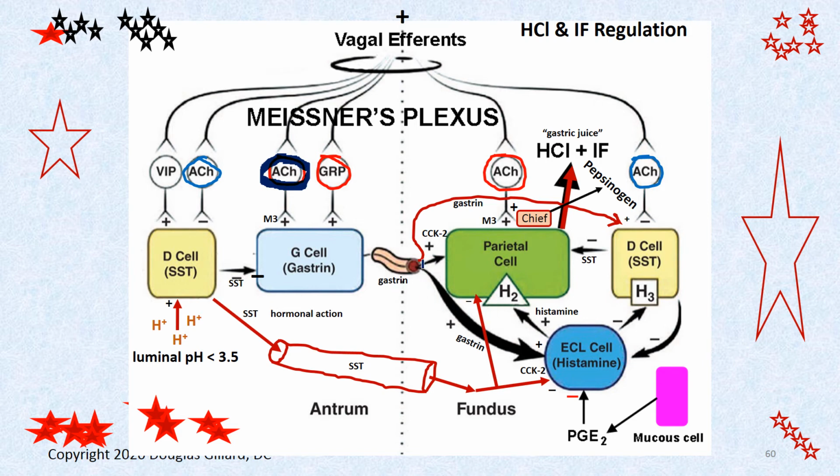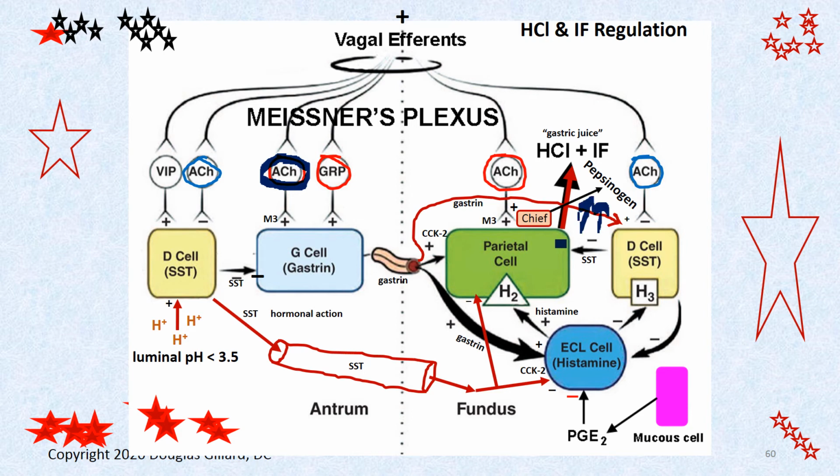It also swims over, and this is complicated because it depends how much gastrin. If there's a lot of gastrin, it can actually stimulate, because if you have tons of gastrin, it's assumed you have tons of hydrochloric acid. So it can stimulate the D cells to secrete somatostatin and actually shut down, the little negative means shut down, parietal cells. But it has to be a lot of gastrin to do that.